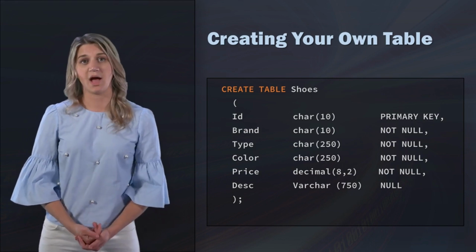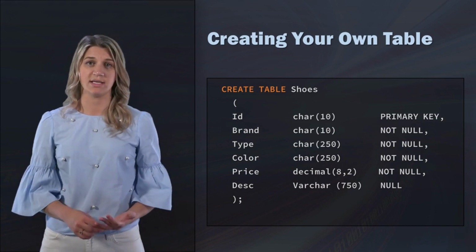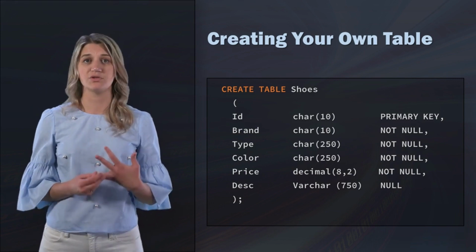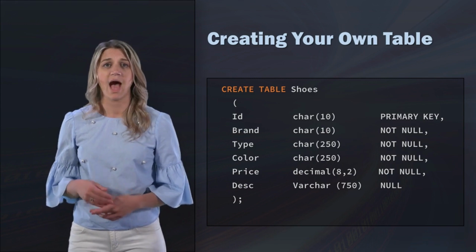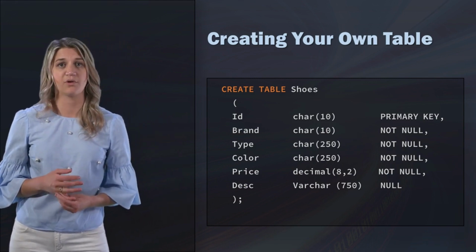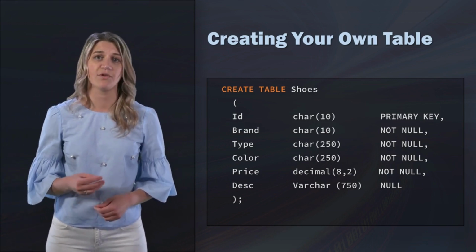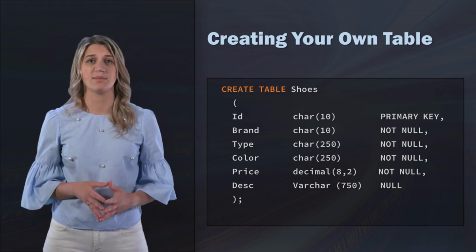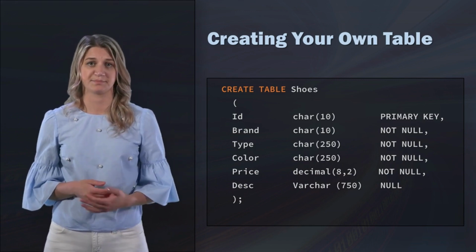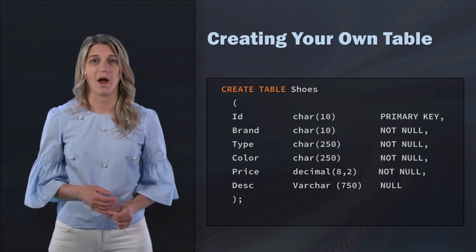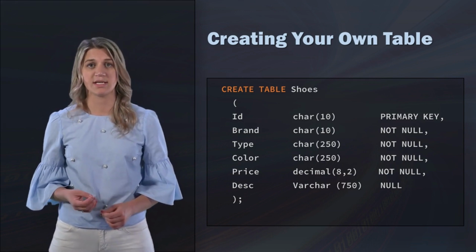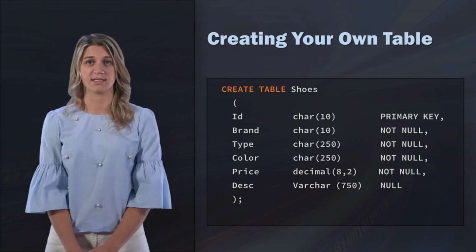In this example, I have the columns as shoe ID, the brand, the shoe type, the color, the price, and the description. After I list the column, I'm going to define the data type. For this, I want this to be a character with 10. Then I'm defining some specifications around that column. The shoe ID is going to be my primary key in this example.